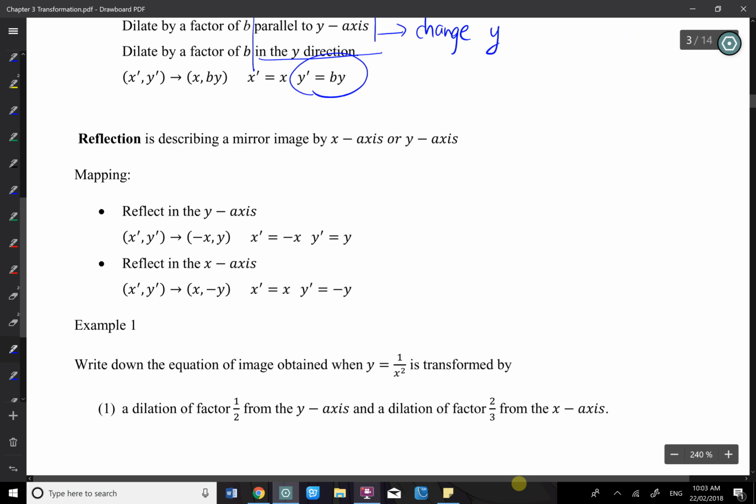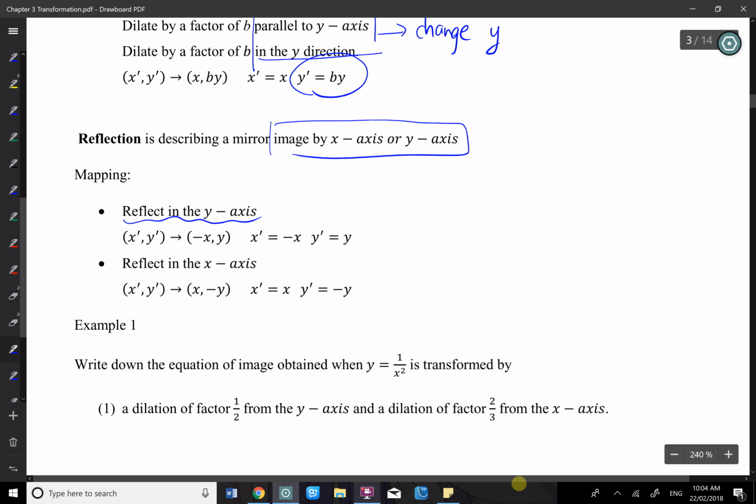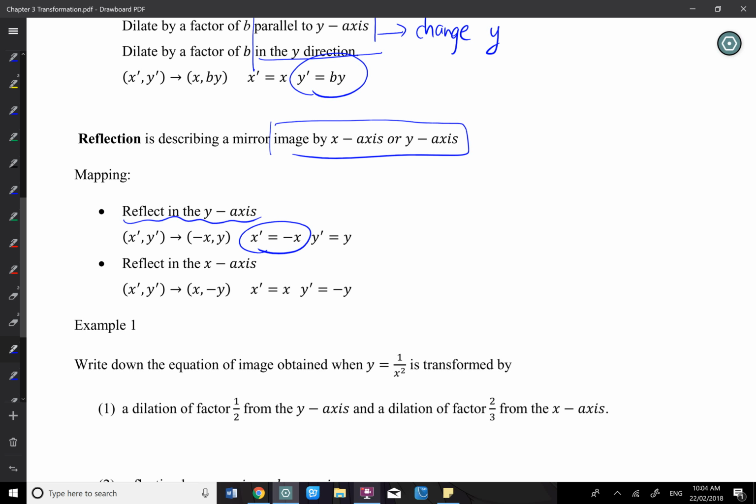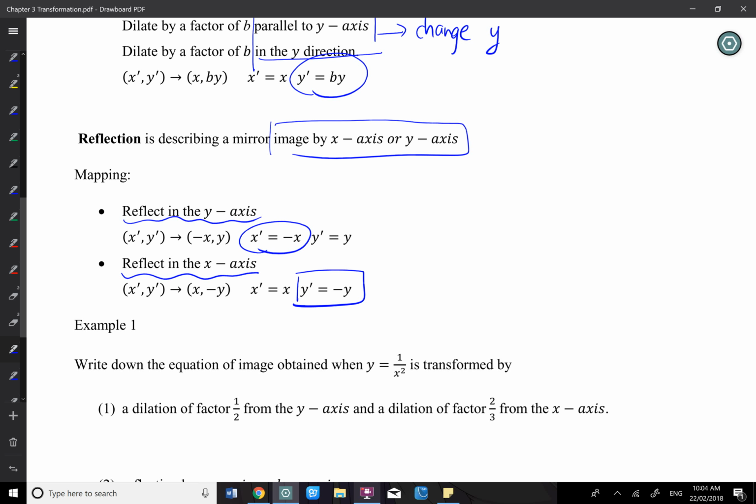Mirror image by the x-axis and y-axis, that's reflection. Really easy. If you reflect in the y-axis, it's changing your x value. Can you think about that? If you reflect in the x-axis, you're changing your y value. Here to here is changing your y value. If here to here is changing your x value, that's reflect in the y-axis is changing the x value. Reflect in the x-axis is changing the y value. So same x, different y. If you reflect in the y-axis, it's changing the x: new x dash equals minus old x. If it's reflect in the x-axis, it's changing the y: y dash equals minus y. That's how you write reflection.